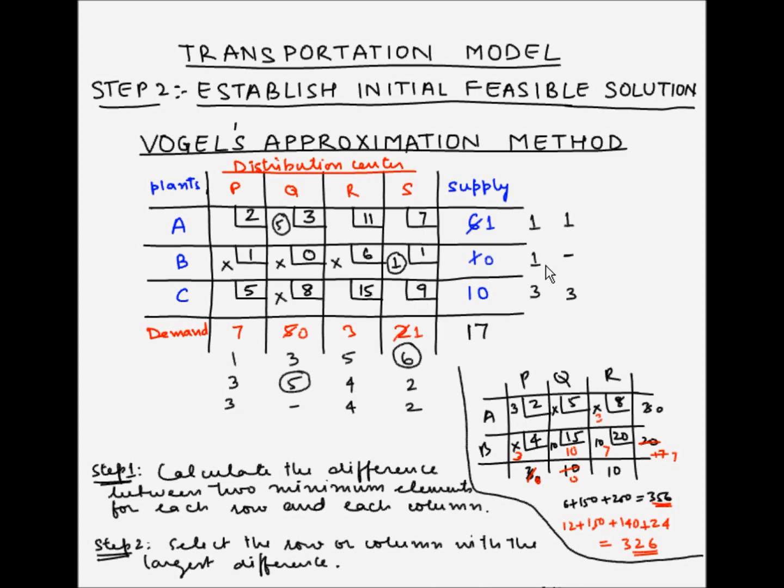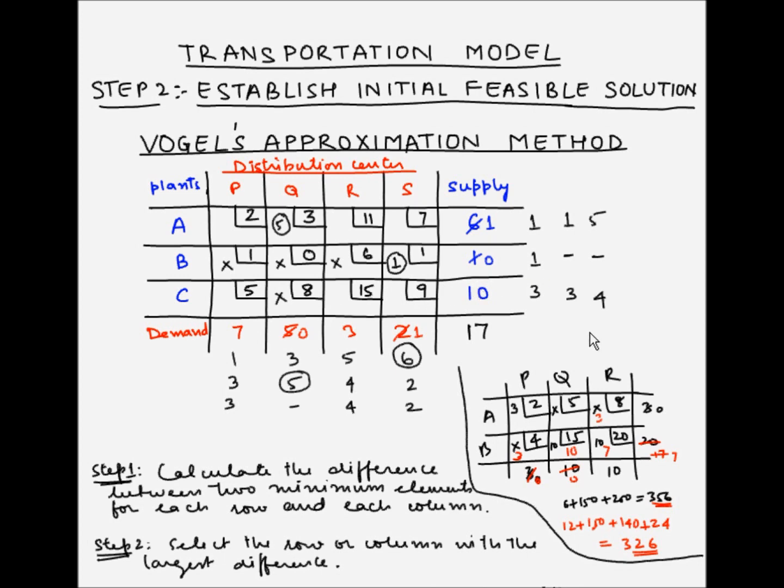Now move to the rows. So for A, 2 is the lowest and 7 is the second lowest. So 7 minus 2 is 5. For B, everything is either crossed off or allocated, so we'll skip this. And for C, the lowest is 5 and the second lowest is 9. So 9 minus 5 is 4.